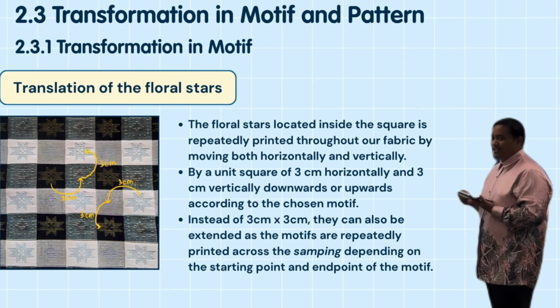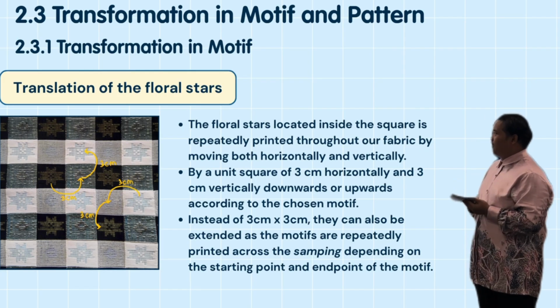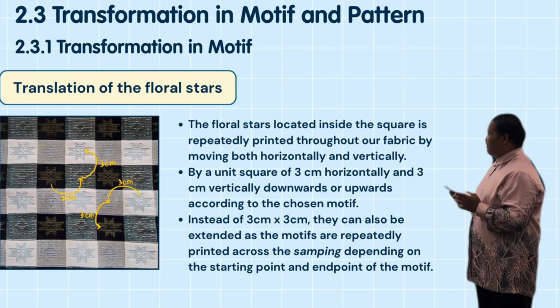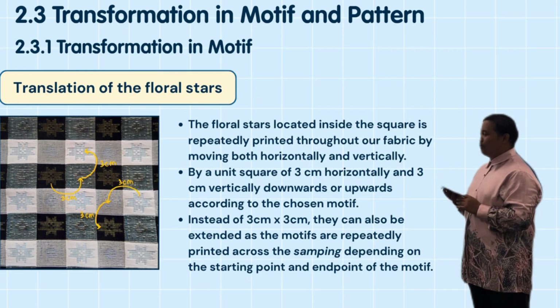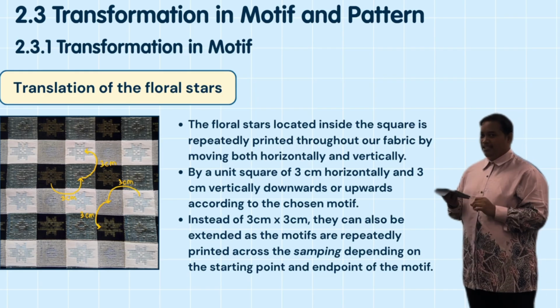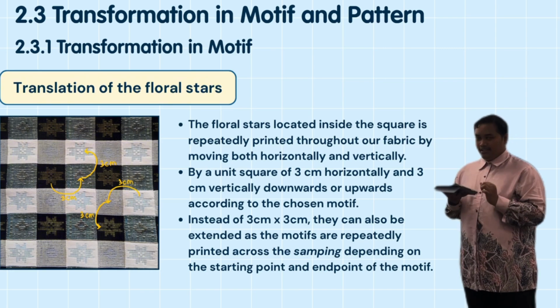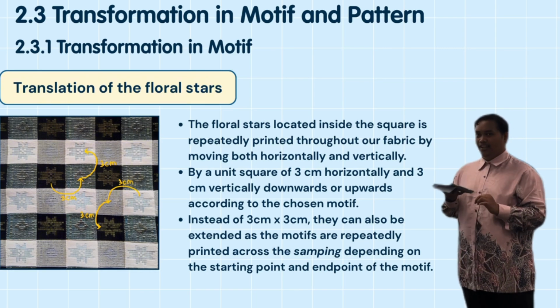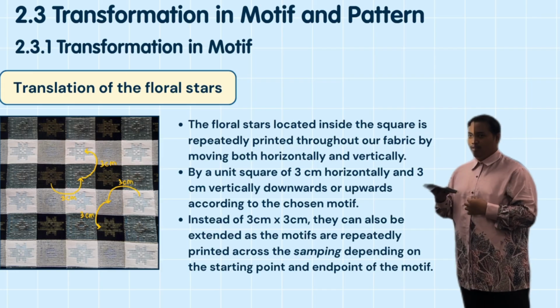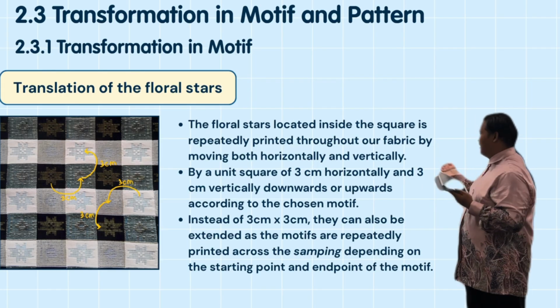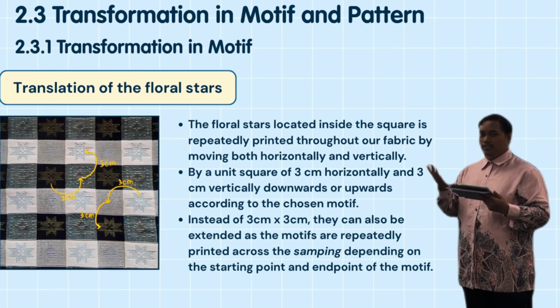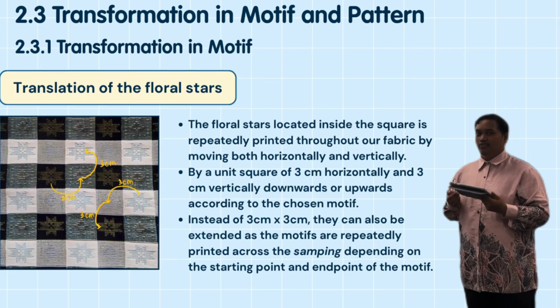As we can see in this diagram, the floral stars located inside the square are repeatedly printed throughout our fabric by moving both horizontally and vertically, by a unit square of 3 cm horizontally and 3 cm vertically downwards or upwards according to the chosen motif. However, this can be extended depending on where we choose our starting point and end point of the motif.